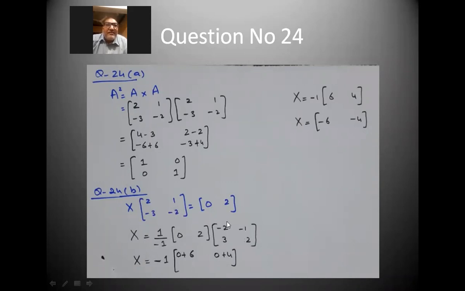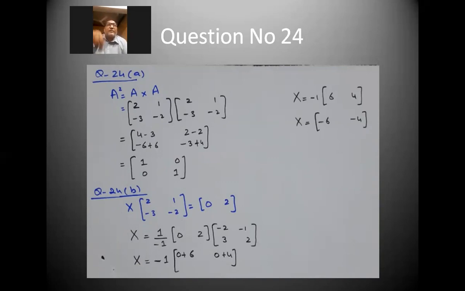Then I will multiply here. 0 multiplied by minus 2 is 0, 2 multiplied by 3 is 6, 0 multiplied by minus 1 is 0, 2 multiplied by 2 is 4. So with the minus 1 outside, it will be 6, 4. When minus multiplies, we get minus 6, minus 4. So this is how you find the value of X.